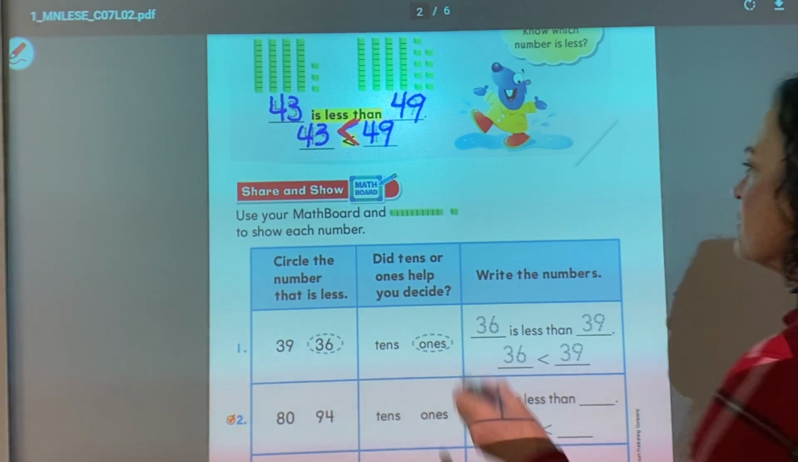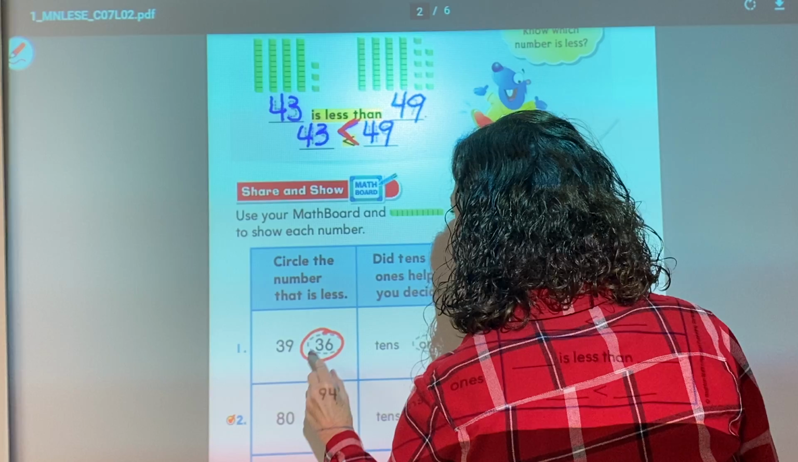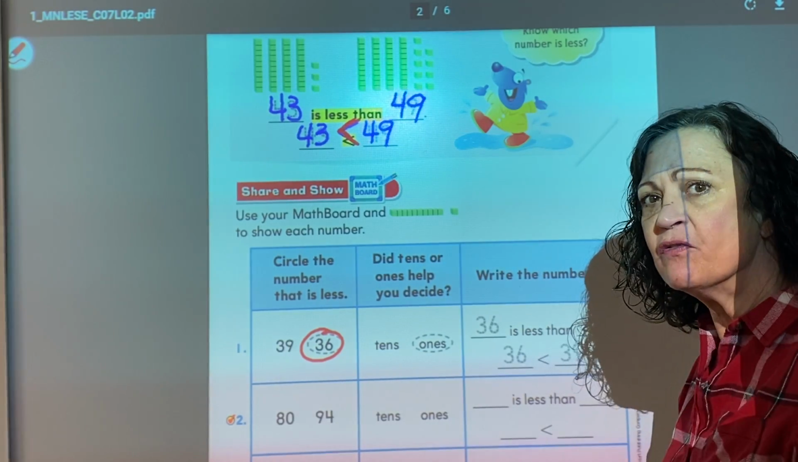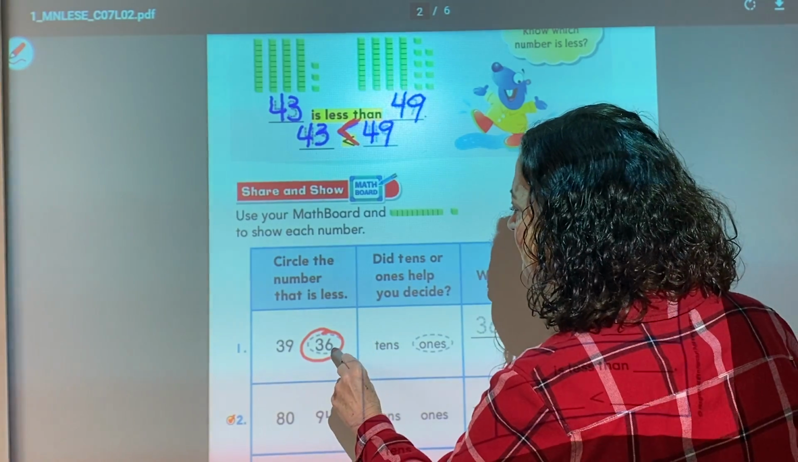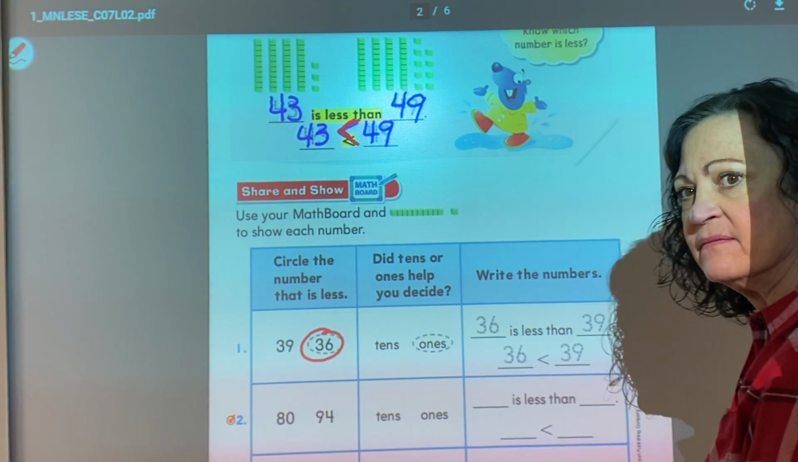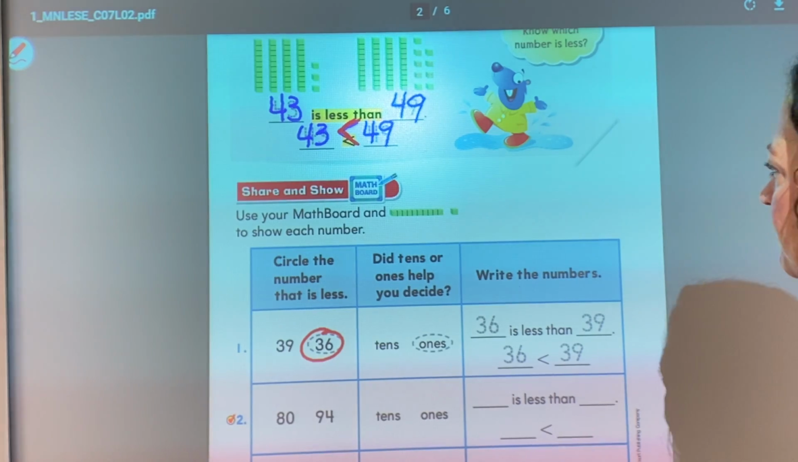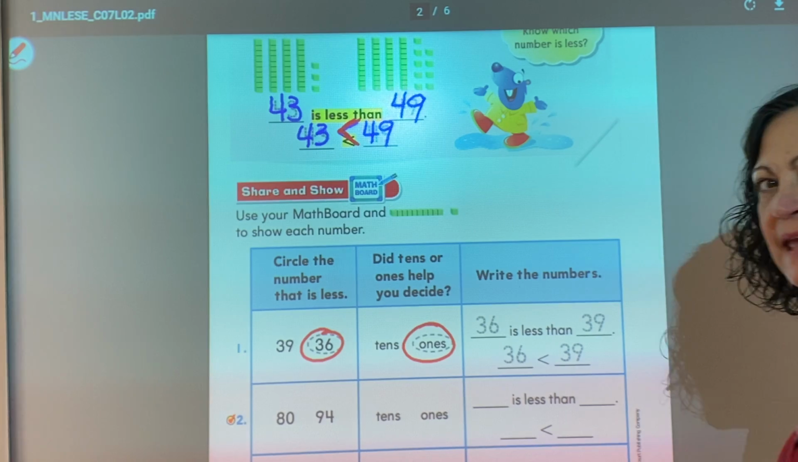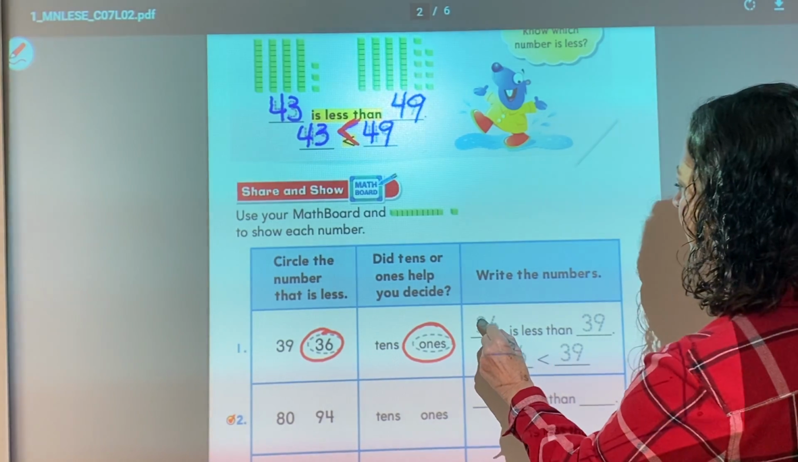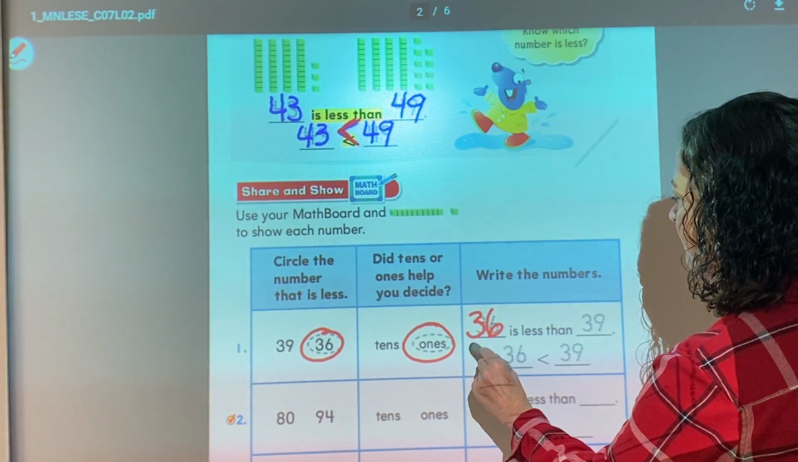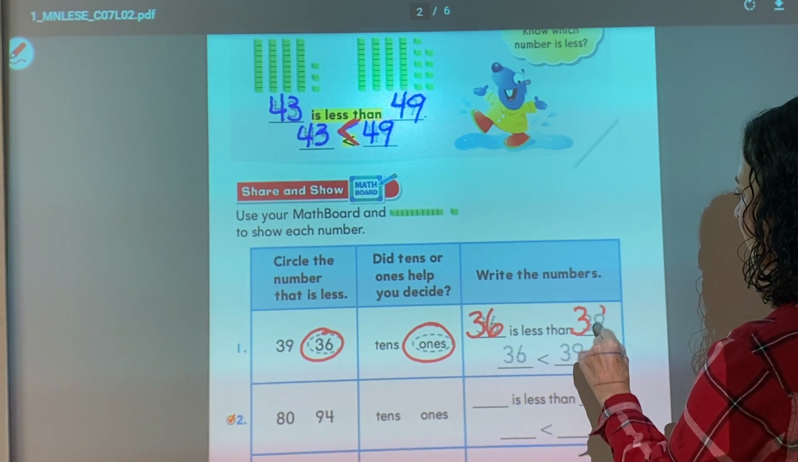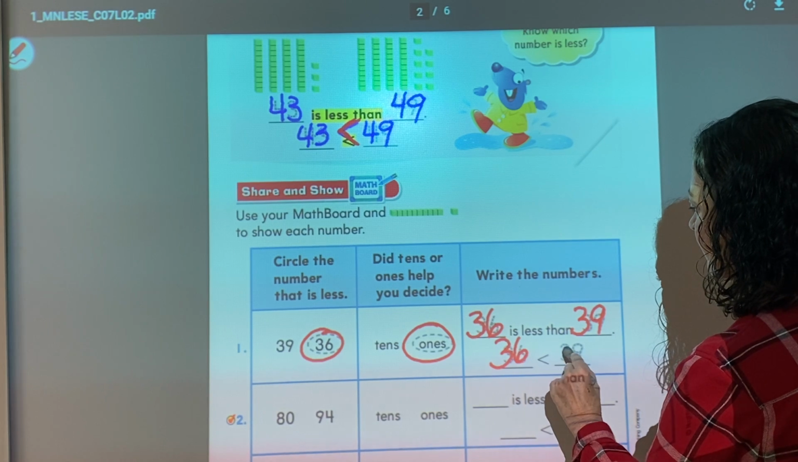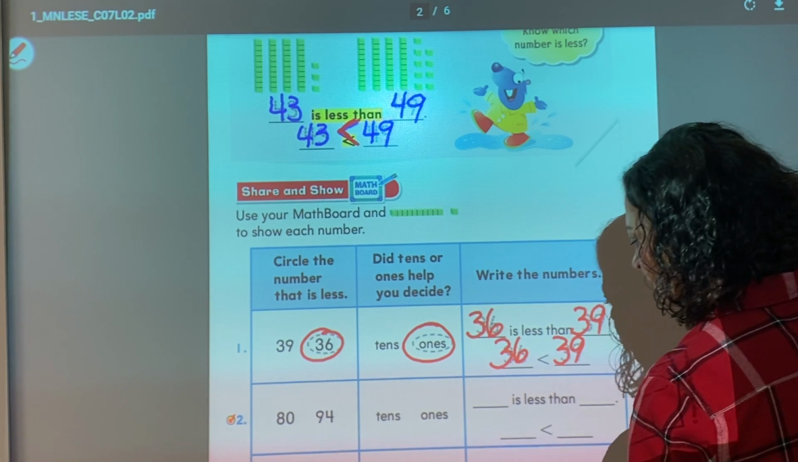All right, circle the number that is less. Now, the tens place numbers are both 3, so I move on to the ones place, and I know that 6 is less than 9. So that's my less number, my smaller number. And the ones place helped me decide that. So then I just write it out like I did with my greater than. 36 is less than 39. And then I write it down here. 36 is less than 39.